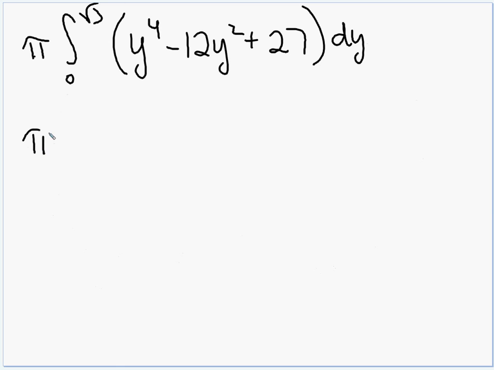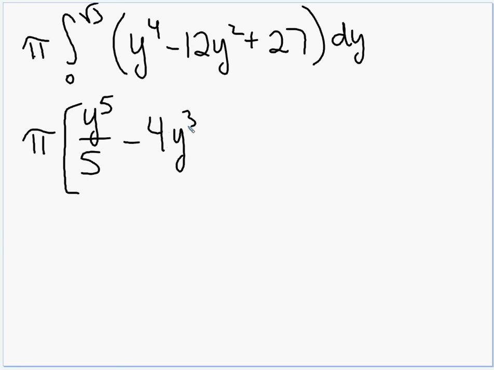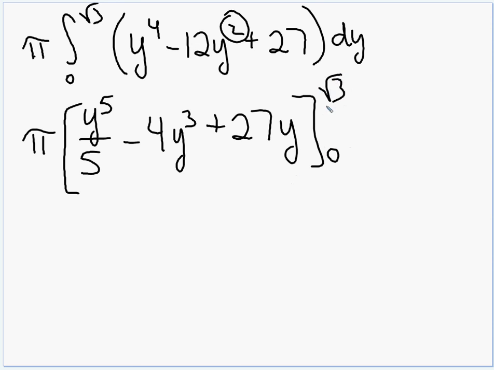Time for some calculus. Let's antiderive that. Y to the 5th over 5 minus 4y cubed. We'll raise that up to a 3, divide it in the 12 and get a 4 there, and then a plus 27y. We will evaluate that from 0 to root 3.